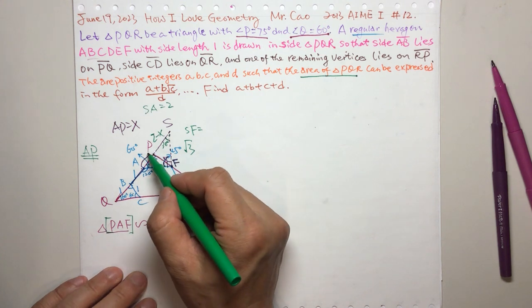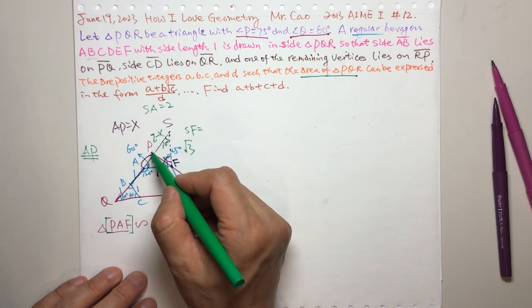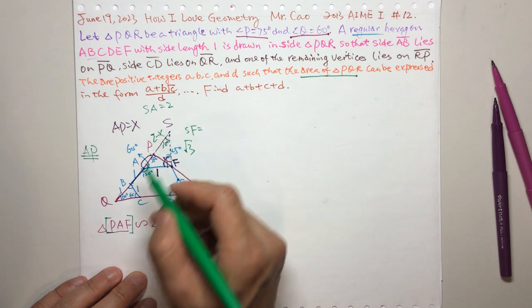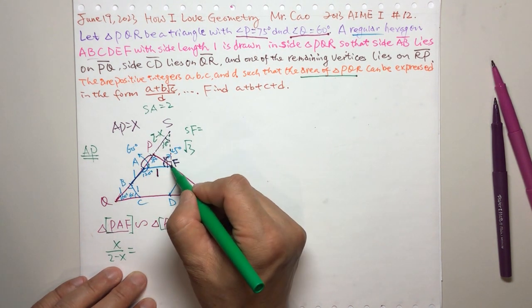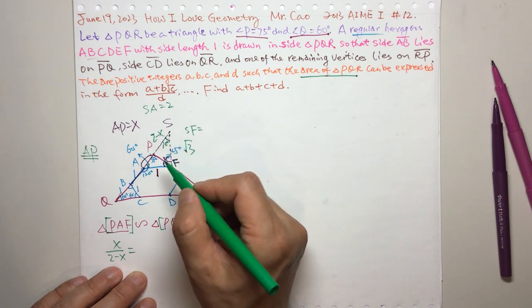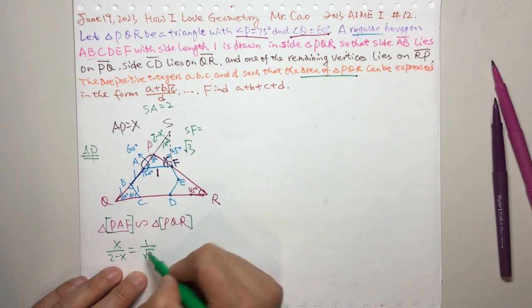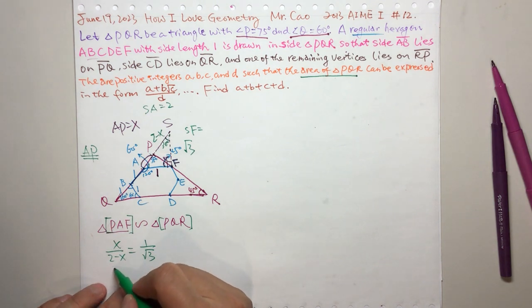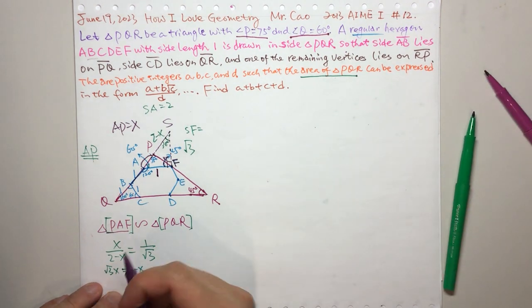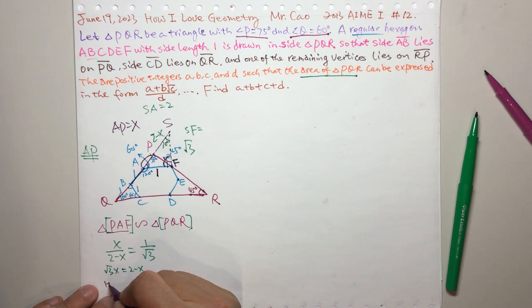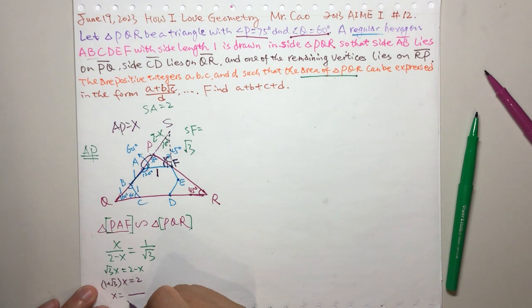AP over PS means x over 2 minus x equals this side AF over FS, so it's 1 over square root of 3. Then we get root 3 x equals 2 minus x. Then we get 1 plus square root of 3, times x, equals 2. So x equals 2 over square root of 3 plus 1.